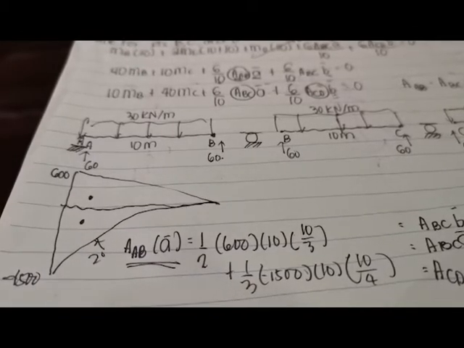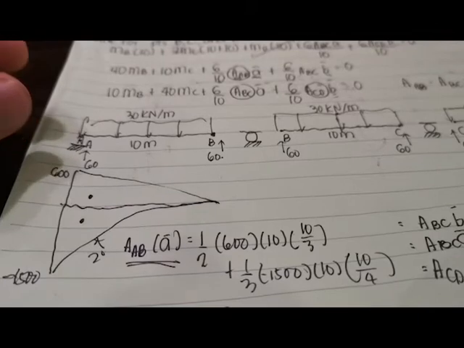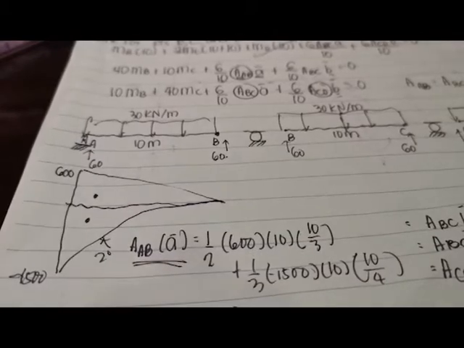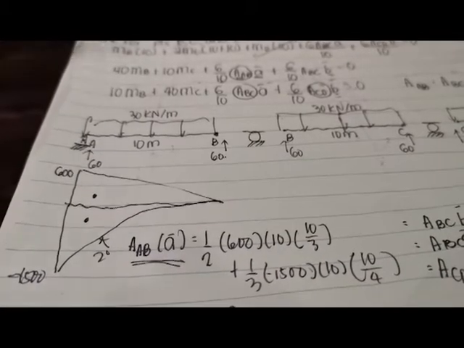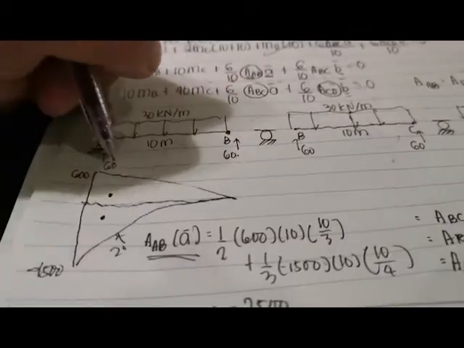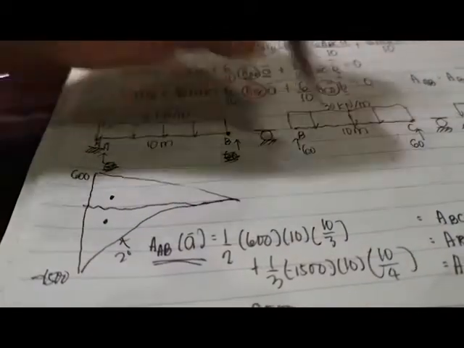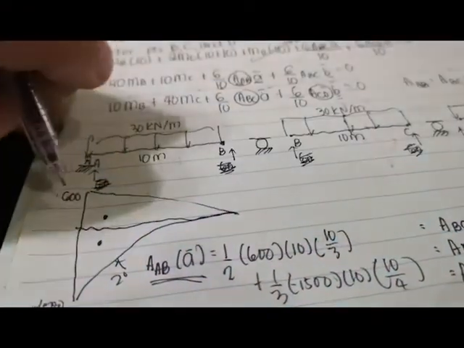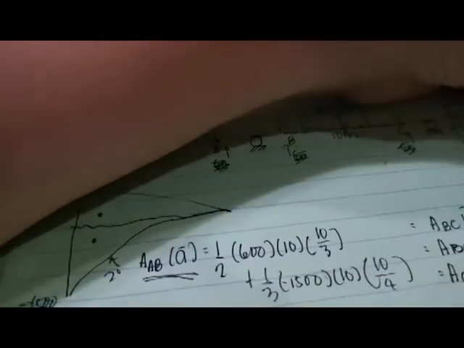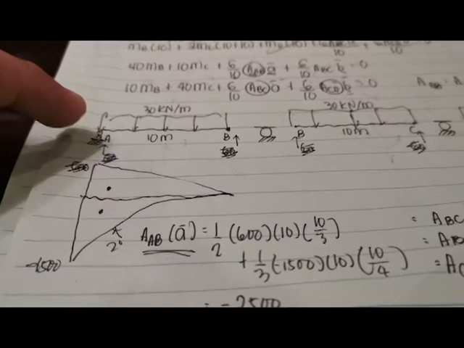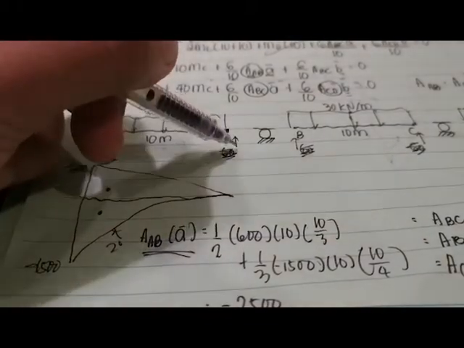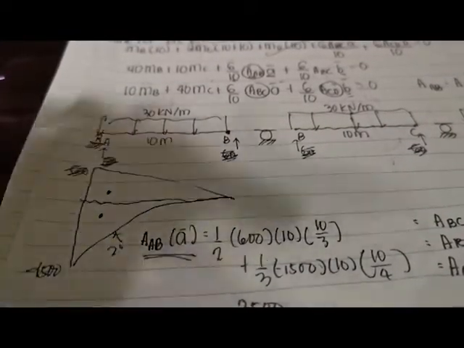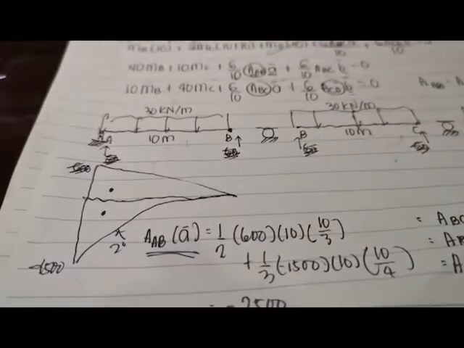I made a mistake before, so I am just going to reshoot this part. Let me erase this one, this one, this one, and also this, as well as this. So we first determine all the reactions, assuming that we remove all the internal moments, so that they are all simply supported beams.